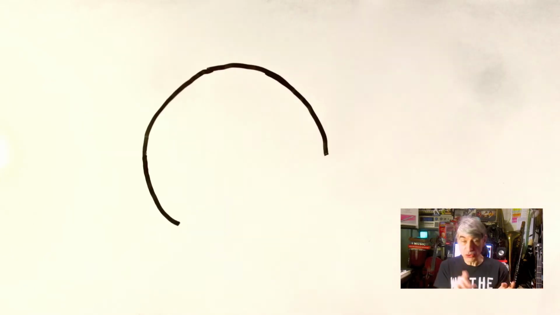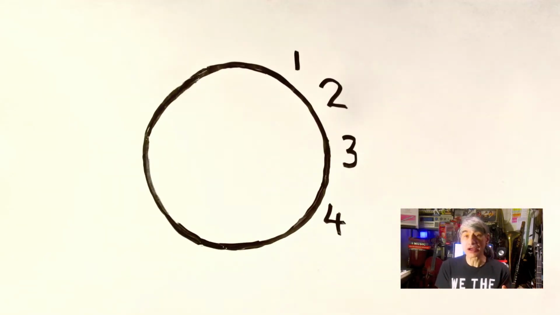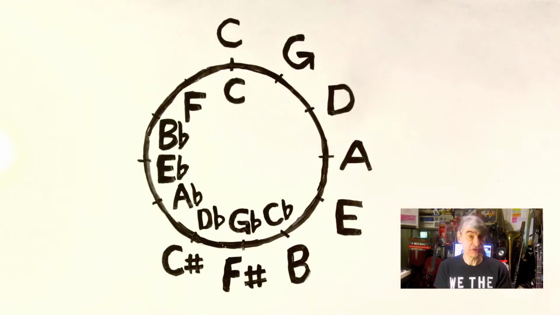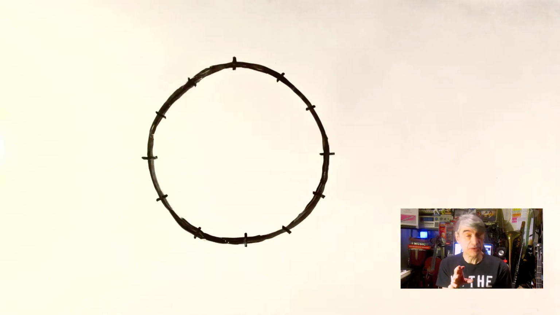Now, to draw a circle of fifths, it's a circle with 12 divisions, so it's similar to a clock, but instead of numbers going around, we replace the numbers with letters. And the way it works is like this. At the very top, what would normally be the 12th position, we put the note C. C is the key that does not have sharps and does not have flats.